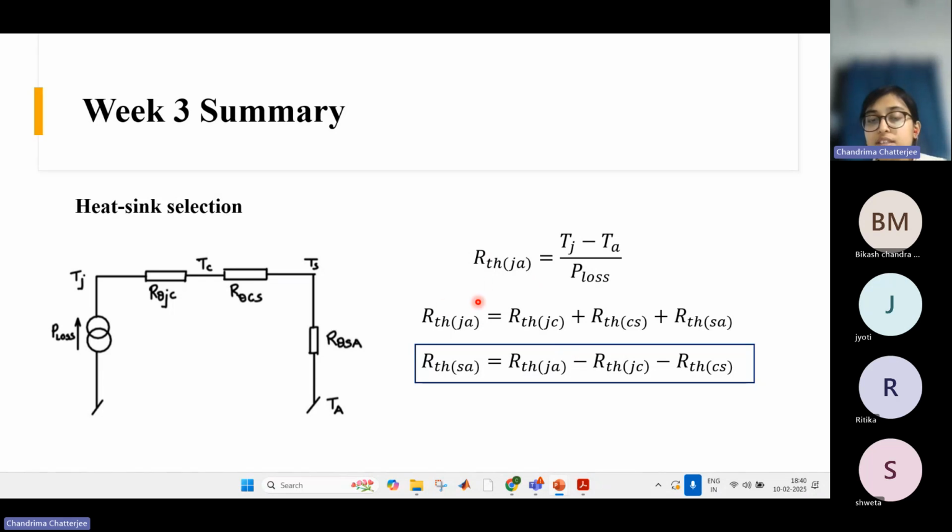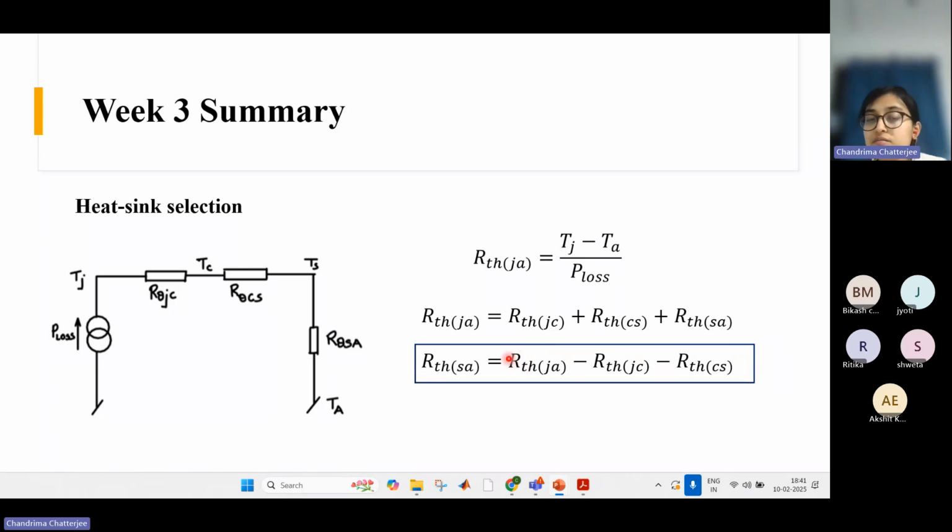As you have the value of R theta junction to ambient, and we already know that this junction to ambient resistance is basically the summation of these three resistances: junction to case, case to heatsink, and heatsink to ambient. Junction to case R theta you can get from the datasheet of the device. Case to heatsink resistance you can also get, like whatever interface material you are using to connect the device with the heatsink will have some resistance, and that data you will have. And so you need basically sink to ambient resistance.